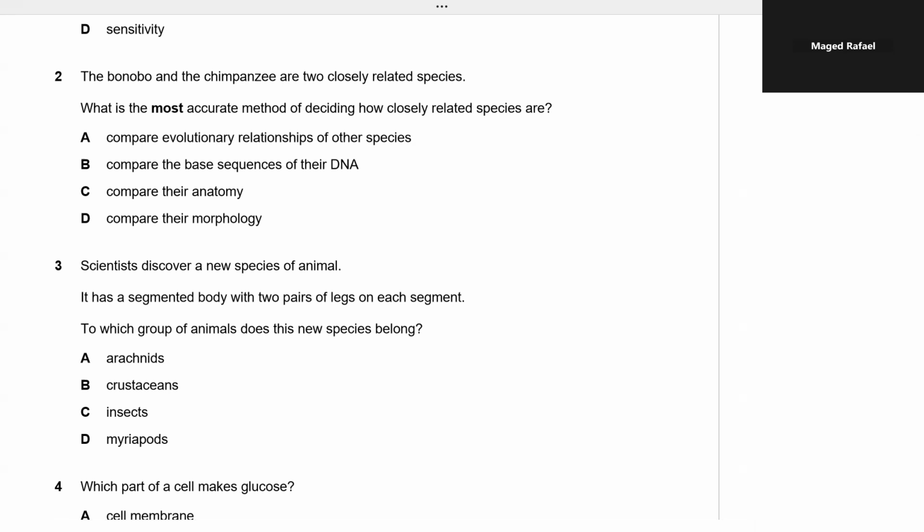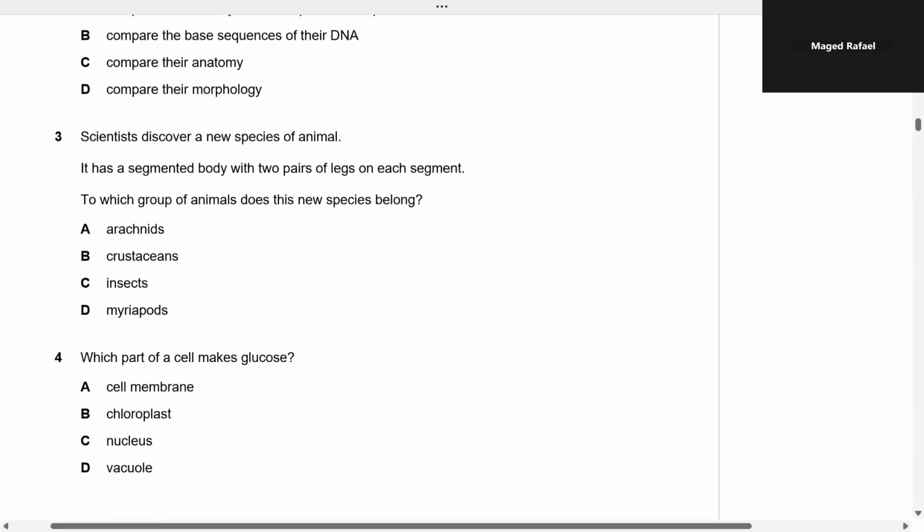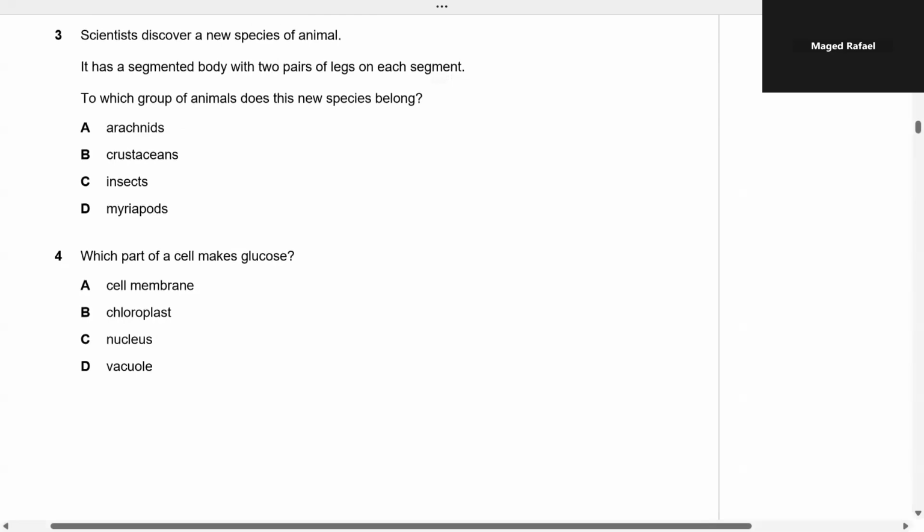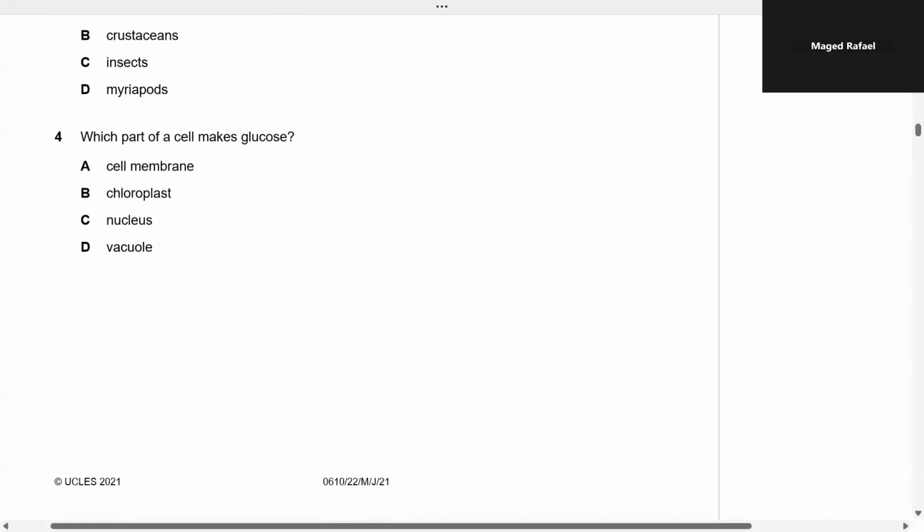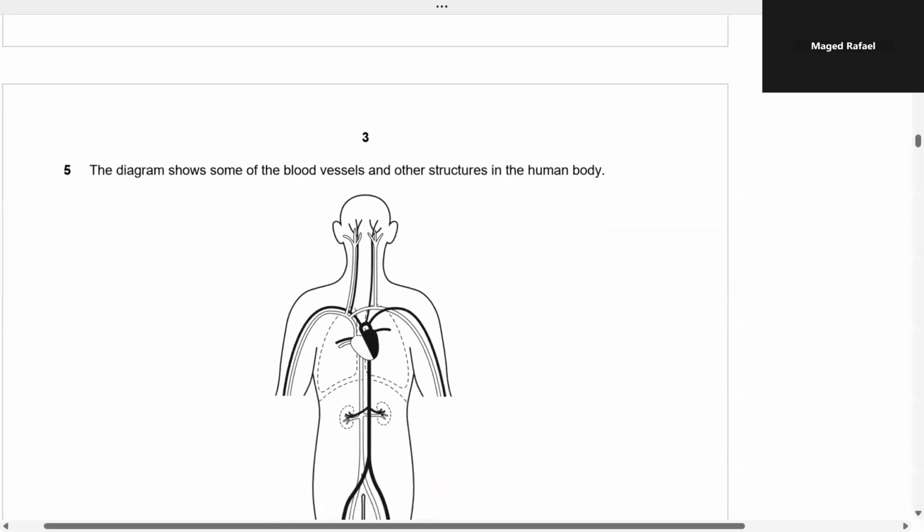Question 3. Scientists discover a new species of animals. It has a segmented body with two pairs of legs on each segment. To which group of animals does this new species belong? And definitely the answer is D, the myriapods. Question 4. Which part of a cell makes glucose? Glucose will be made in the chloroplast. I'm talking about the plant cell because it makes glucose. This is definitely for the producers, or the living organisms that can make their own food.